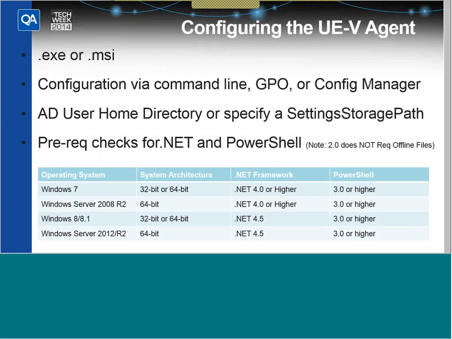It's installed through either an EXE or MSI, so we can push it out through group policies. There are a number of command line options that we can use to pre-configure things like the settings path, or we can push it out using Configuration Manager. We need to decide where our settings store path is going to be, and it will pre-check for .NET and PowerShell, but there's a note that says we do not require offline file support anymore for 2.0. So it can be turned on, but it's deprecated in this product.